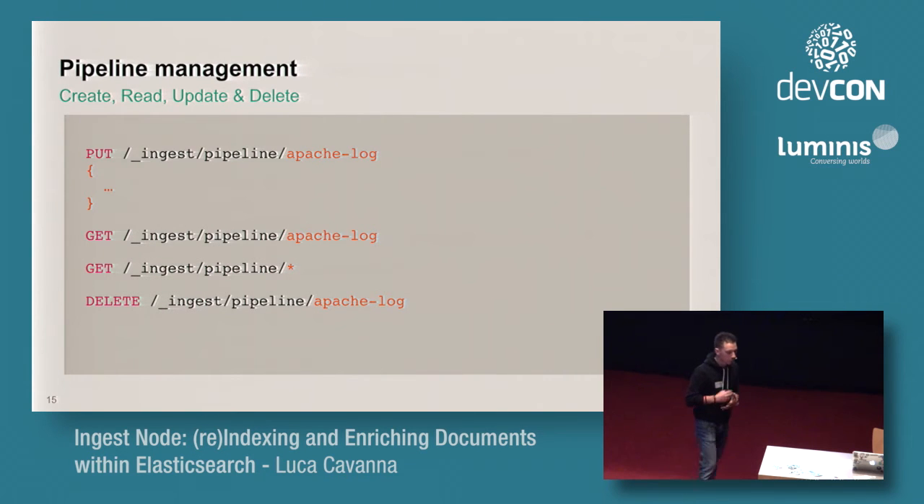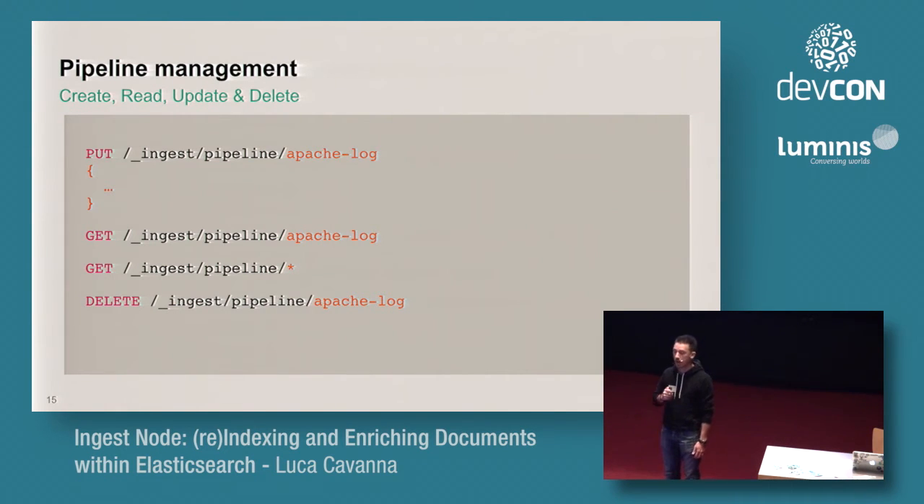Along with the put pipeline API that we saw, we also have other APIs to do just CRUD with pipelines. We already saw the put for the pipelines, which allows you to not only create, but also update an existing pipeline if you provide it with the same ID. Get by ID for a pipeline. Get also supports wildcards, so it can return multiple pipelines at the same time with a single request, and delete by ID. So that's pretty simple.